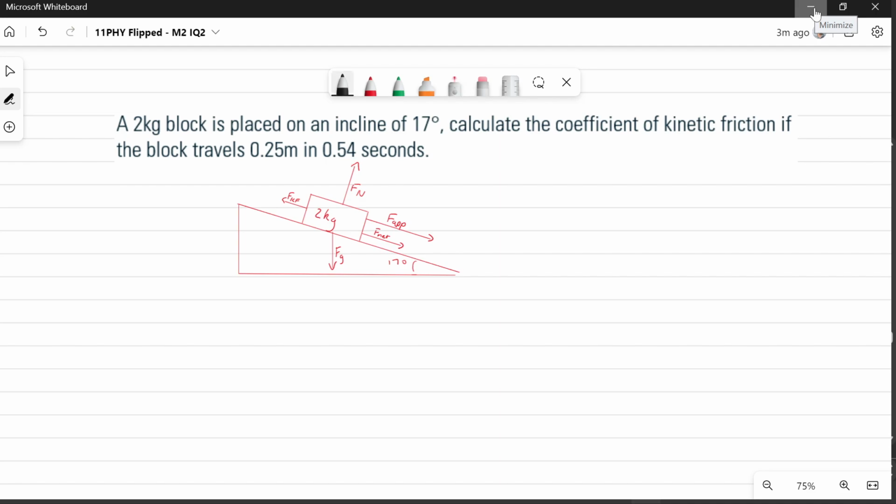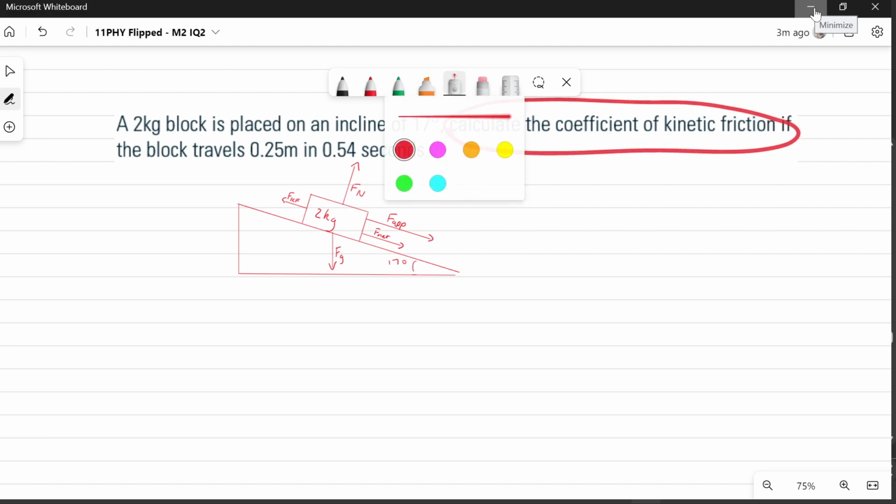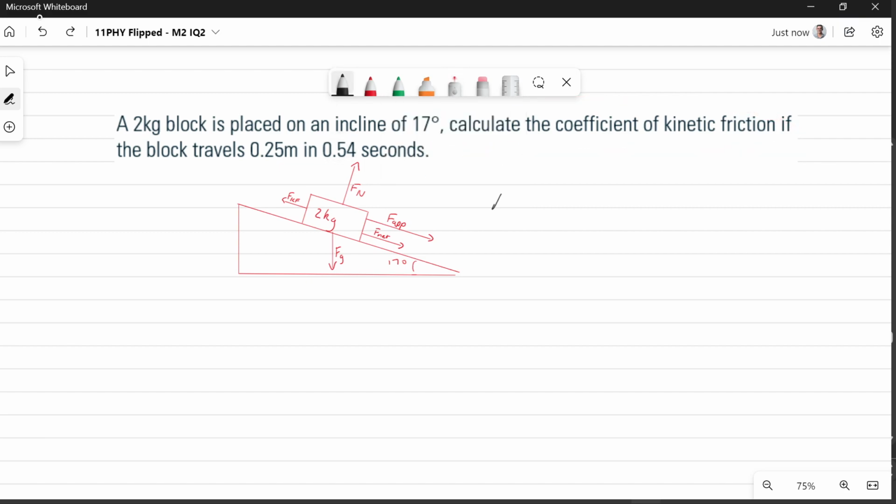So let's start by reflecting on how we can actually come to solving this problem. We're being asked here to calculate the coefficient of kinetic friction. In other words, we're being asked to find mu k. Now there's one equation that we've already been looking at which allows us to calculate for mu k, and that is that the force of kinetic friction is equal to mu k times the normal force.